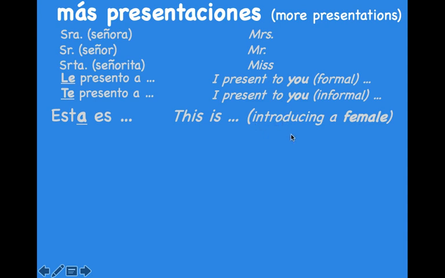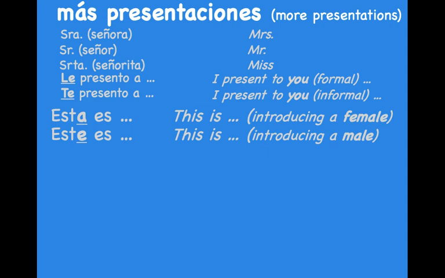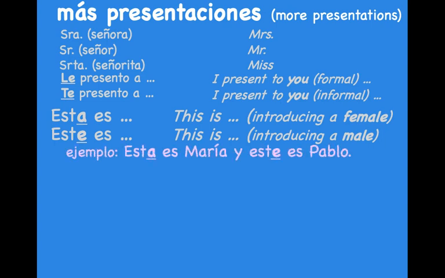Esta es. Repita, esta es. Masculine, este es. Este es. Esta, este. And the stress is on the first syllable, not the accented syllable like in está, the verb to be. Let's look at an ejemplo. Repita, esta es María. Y este es Pablo. This is Maria, feminine esta, and this is Pablo, masculine este.